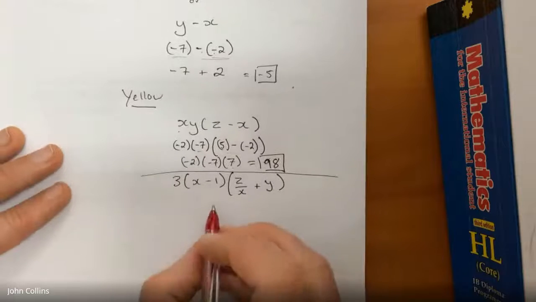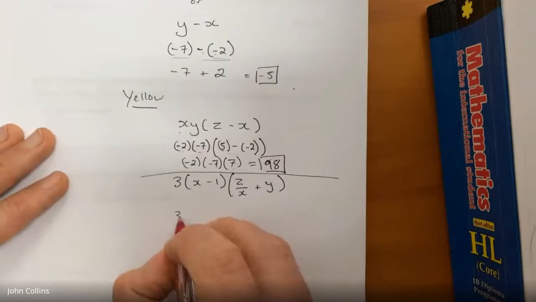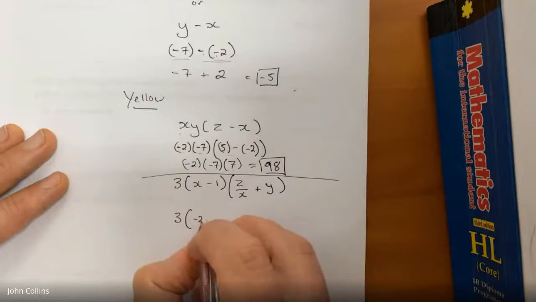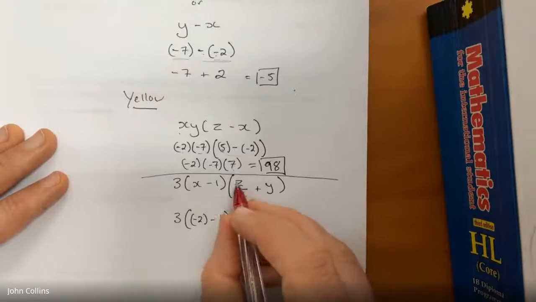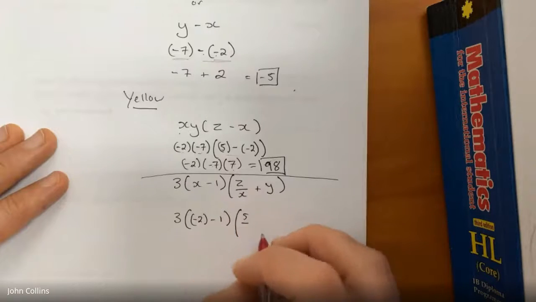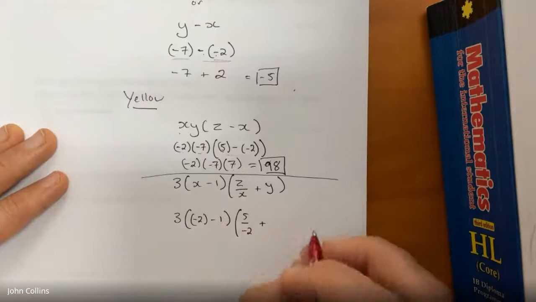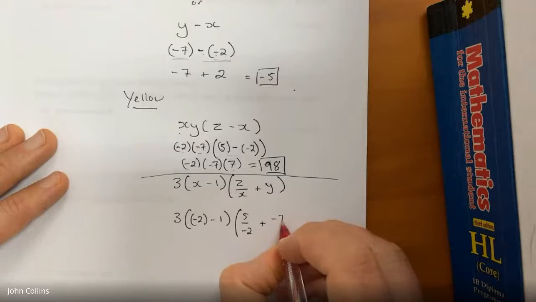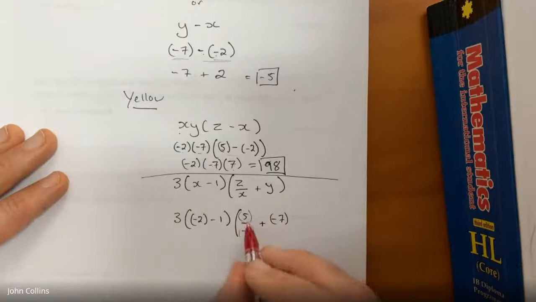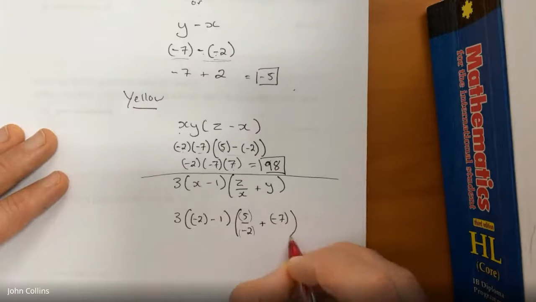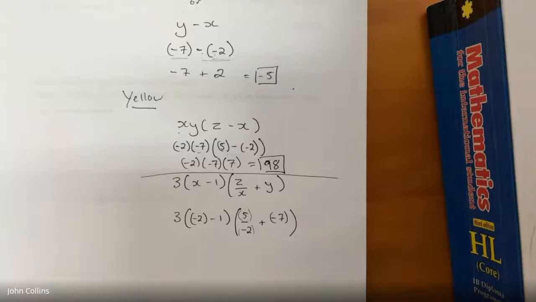This one, same thing. I'm going to replace the variables first. So 3 bracket x is negative 2 minus 1. Bracket again. Z is 5 over x is negative 2 plus minus 7 in brackets. I must put these in brackets. Not 100% necessary if they're on their own like this in a fraction, but I will anyway.